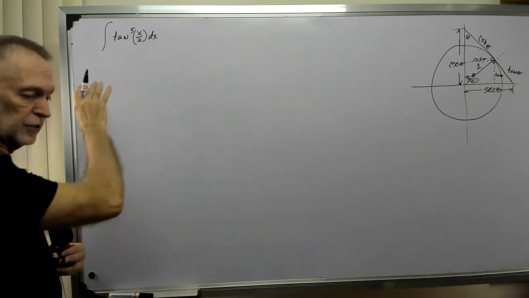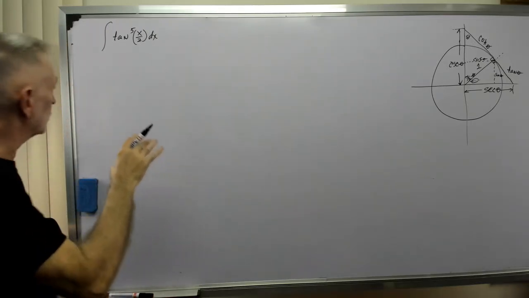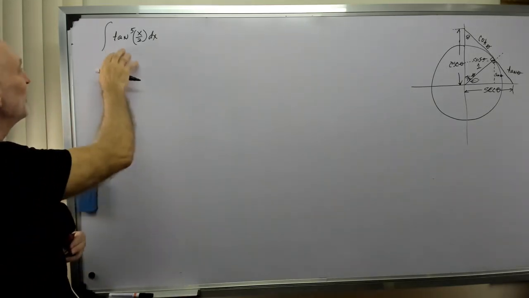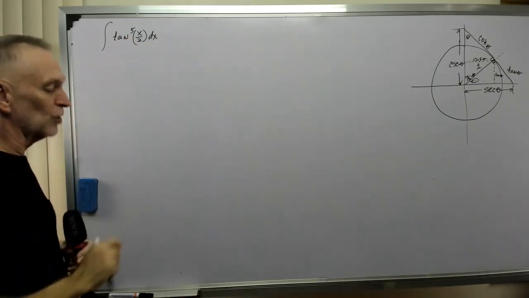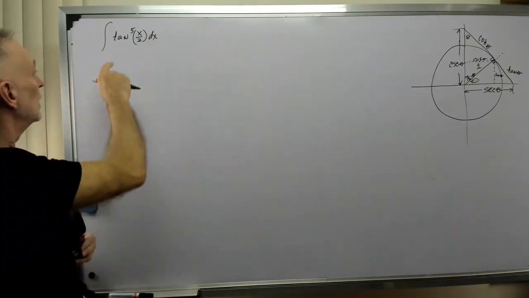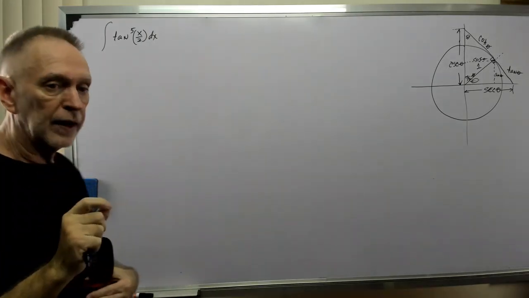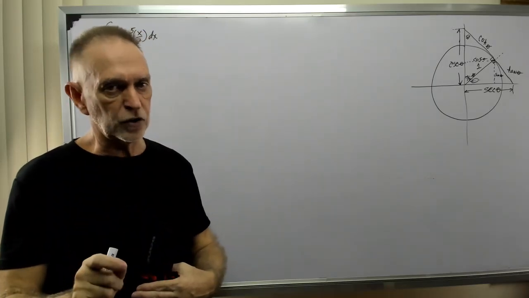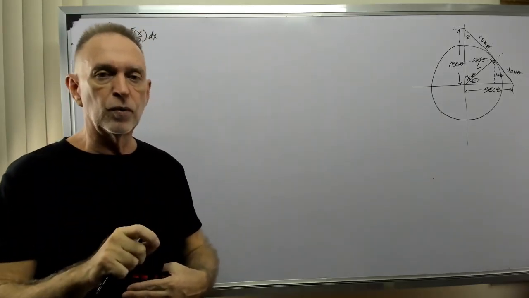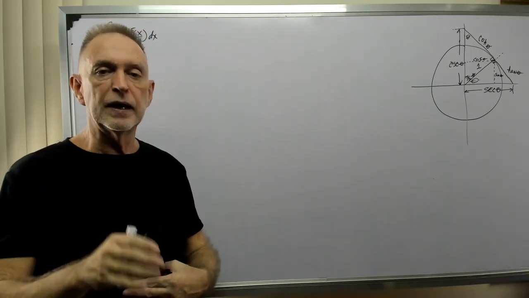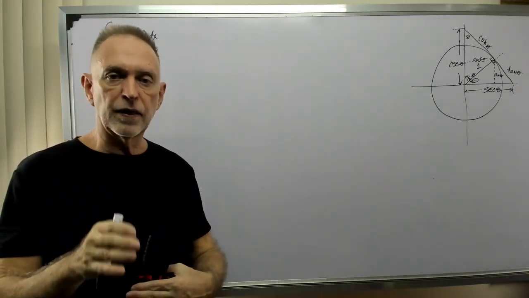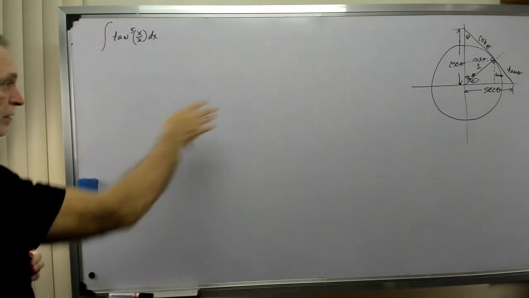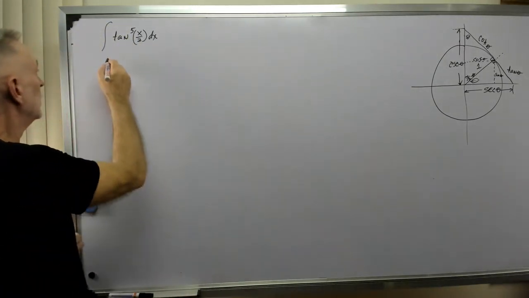All right, we have tangent to the fifth. I may be a little off the screen, but that may make the video better. The integral of tangent to the fifth, x over 2 dx. I know that the derivative of tangent is secant squared. I also know that tangent squared equals secant squared theta minus 1. So let's use that, and that's right off of that triangle.